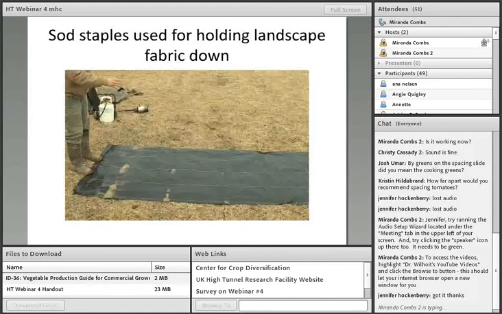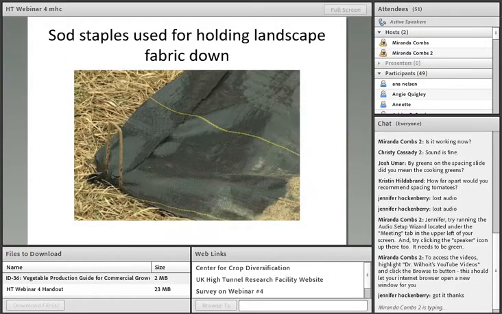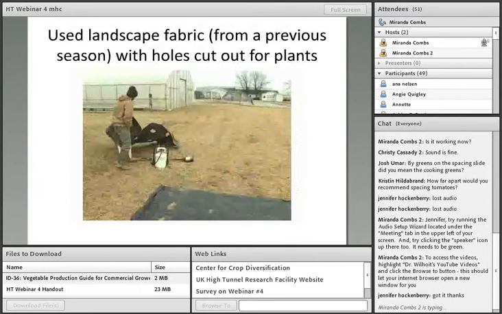And another thing about the ease of use with this is they'll put this landscape fabric down using sod staples, and that's easier to do than covering the edges of plastic with soil like you typically do with the plastic mulch. There's just a close-up of a sod staple used to hold the fabric down.